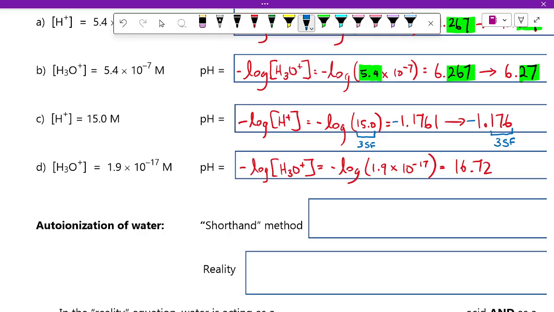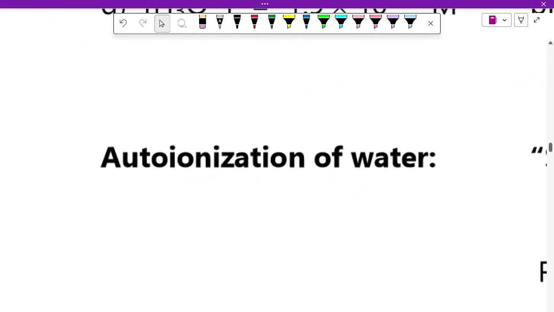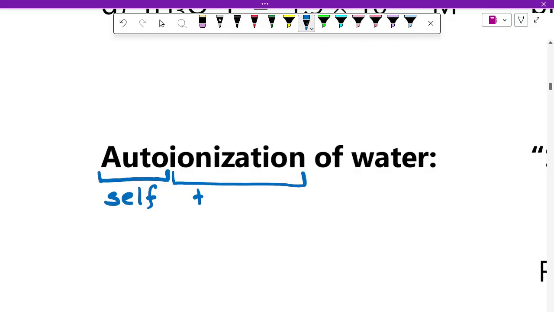The prefix auto means self. Ionization means turning into ions. So what's going to happen is water is by itself going to turn into ions.